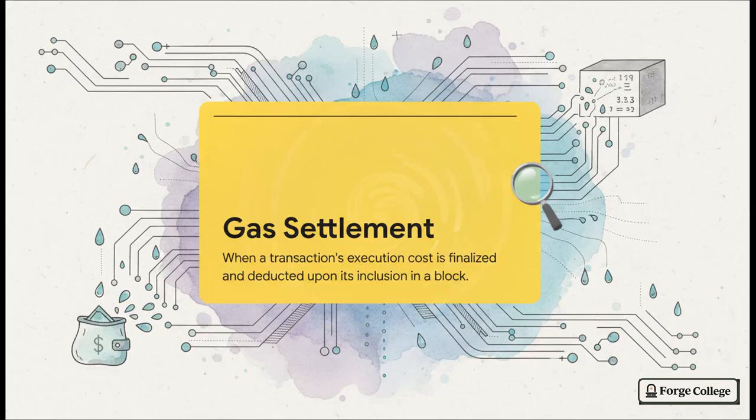So, defining gas settlement. It's the moment your total execution cost is finalized and deducted. Every single drop of digital fuel you use to execute your code is tallied up here, contributing to the block's overall cumulative gas used. The network looks at exactly what you did, calculates the precise computational effort required to update the global state machine, and finalizes the deduction directly from your wallet balance.